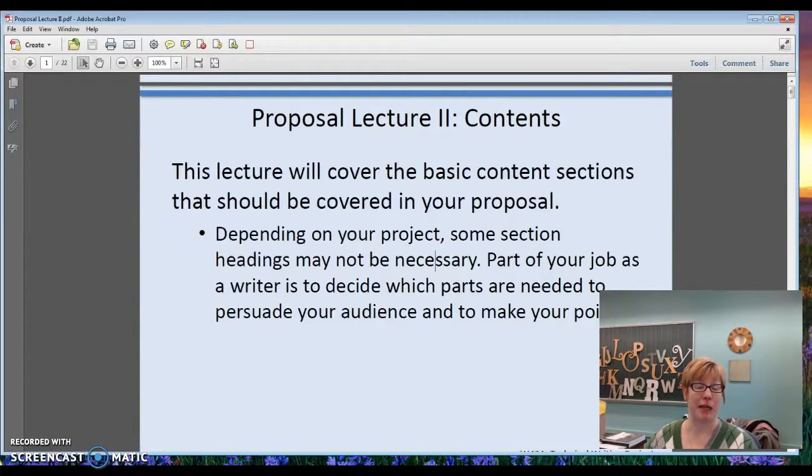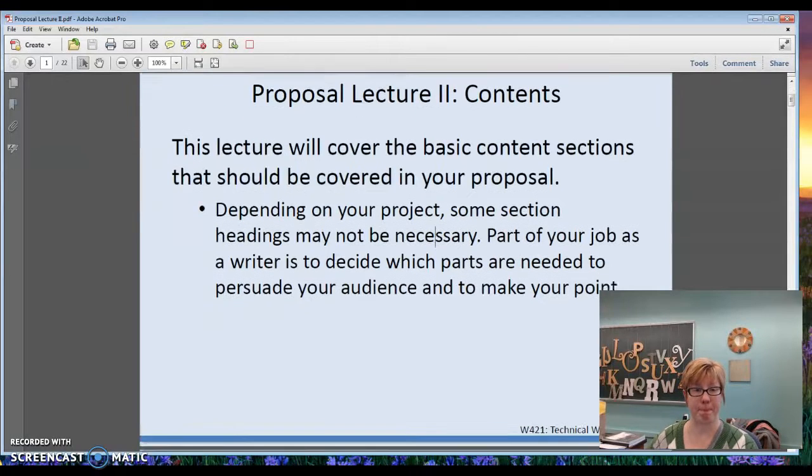The following lecture is proposal lecture number 2, and it's about the content of what goes inside of your proposal. Now, keep in mind that every single one of you has a different project that you're going to be proposing. One of the unique features of this class is that it is a project-based class. So that means that you need to listen to what I say about what goes in them and then pick for yourself which parts seem most relevant to the project that you yourself are proposing. Some sections may not work, and I'll mention those along the way.